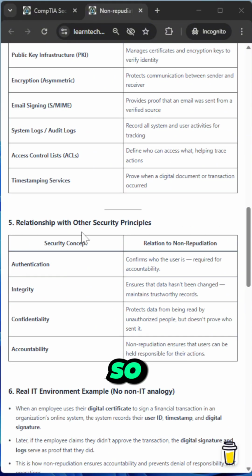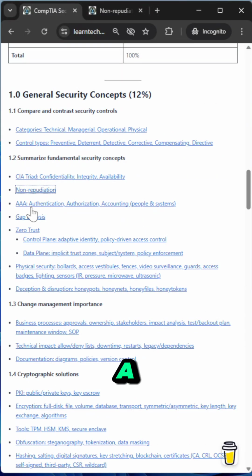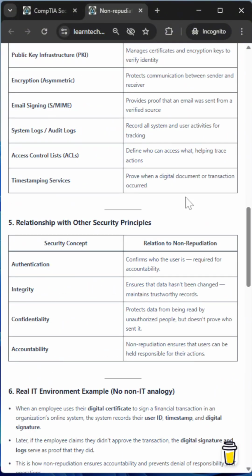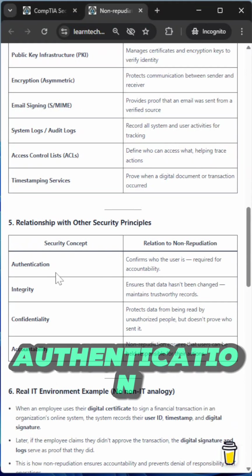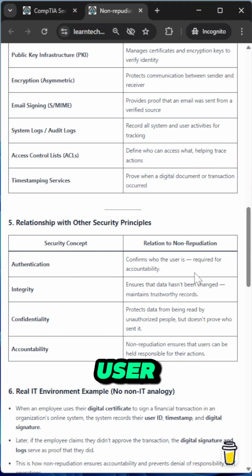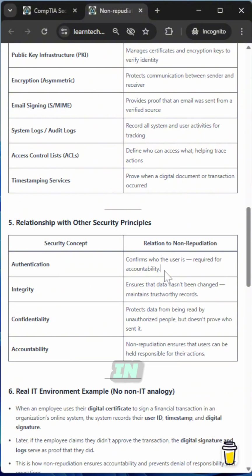All right, so the relationship with other security principles. We have other security principles that we have already covered, like AAA, CIA, etc. Non-repudiation uses different security principles as well. For example, authentication confirms who the user is, which is required for accountability. When you access a system or a device, you have to authenticate yourself to log in, and that proves accountability: who logged in and who has access.